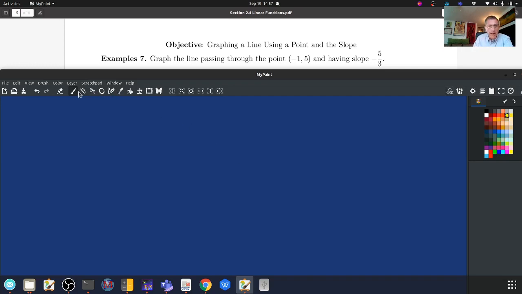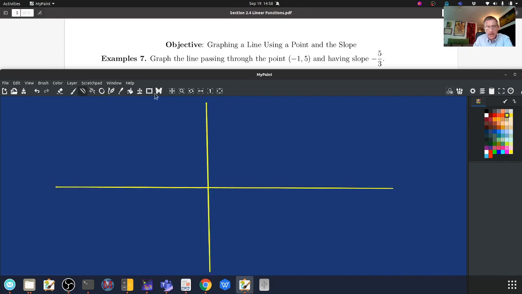So we want to graph. I'm going to show you one way you can do it, the normal way, maybe the way others have taught you. I'm just going to informally do this right here. So there's my x and y axis. And we have a point, and the point is -1 and 5. So I'm going to pretend that this is -1 and 5. And the slope is -5/3.